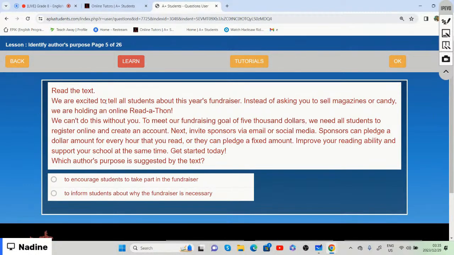All right, let's go to the next one. It says, we are excited to tell all students about this year's fundraiser. Instead of asking you to sell magazines or candy, we are holding an online readathon. We can't do this without you. To meet our fundraising goal of $5,000, we need all students to register online and create an account.